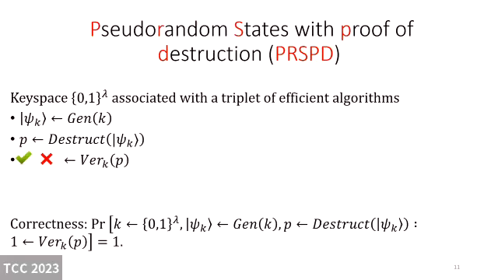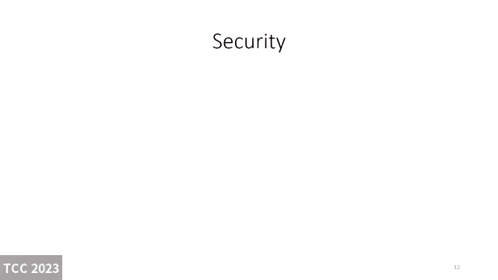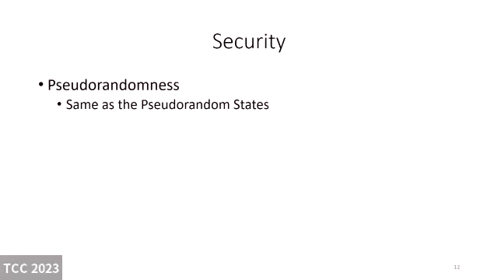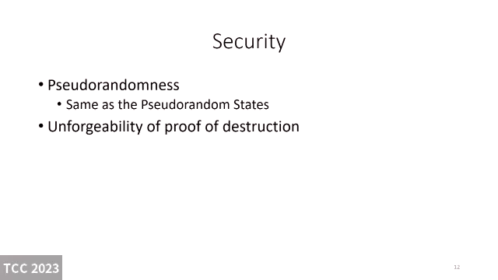Okay, now let's look into the security of this definition. First is pseudo-randomness. For this part, you can think of the PRS-PD family as just a PRS family, a pseudo-random state family, and then demand pseudo-randomness. That is exactly the same here. Next is unforgeability of proof, which was not there in pseudo-random states. And this can be explained in the following unforgeability game.